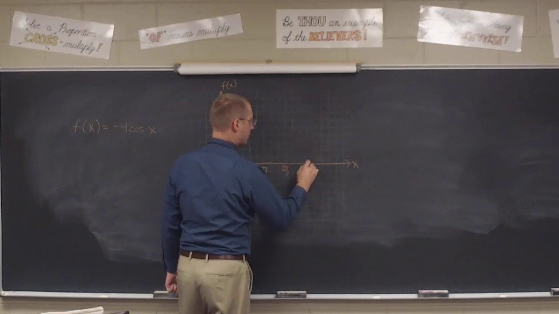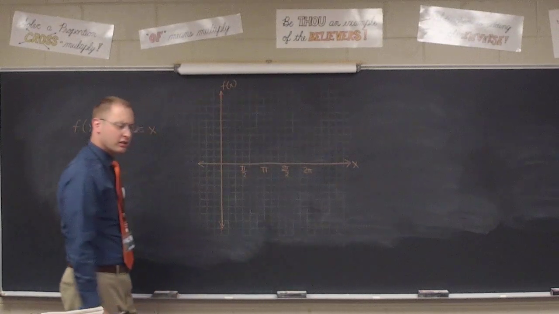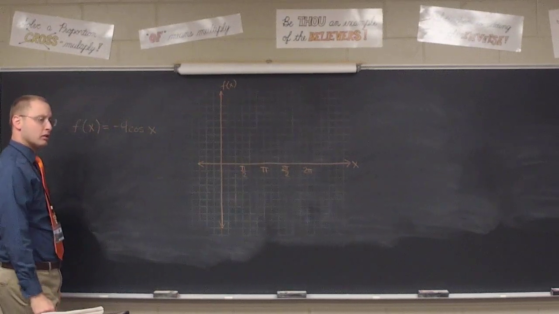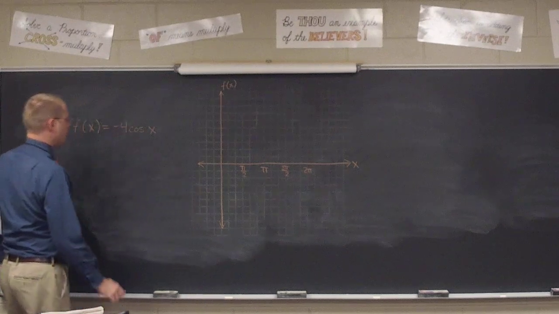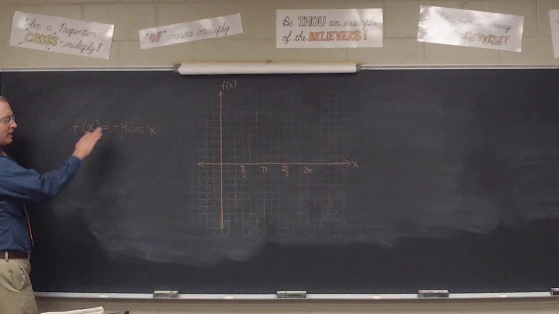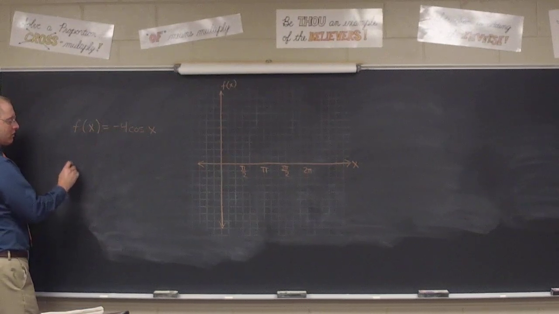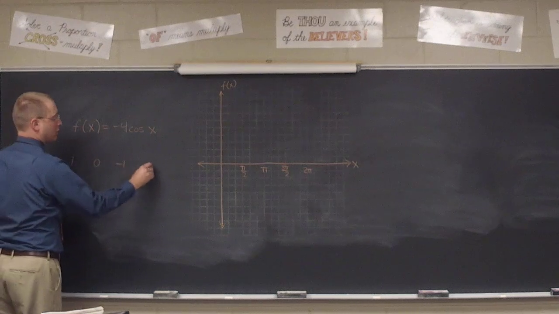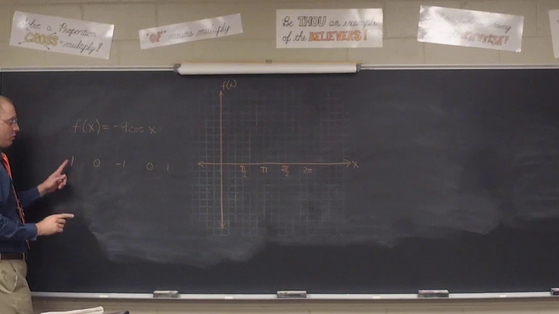pi over 3, right? So when you're finding, I already have all the big main points. So for the ones that have been assigned, let's hit those main points again, class. Cosine, what are the main points? 1, 0, negative 1, 0, 1, normally, right? Now, what's always next to the ones?